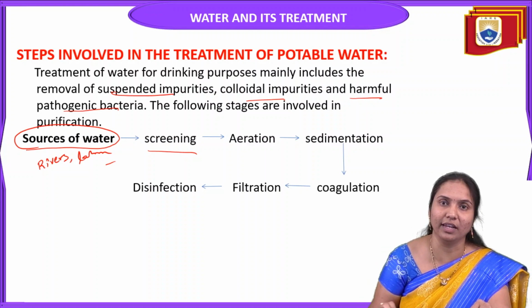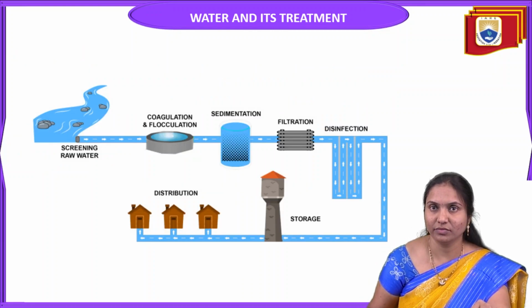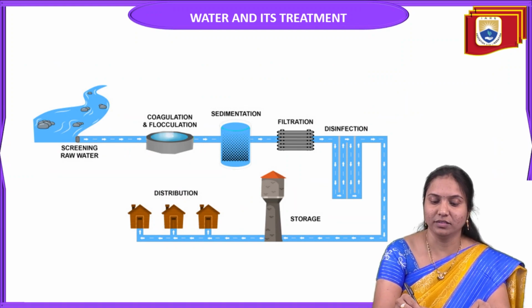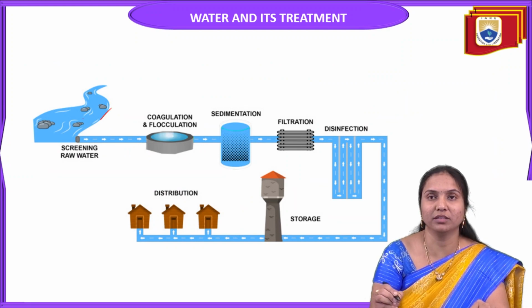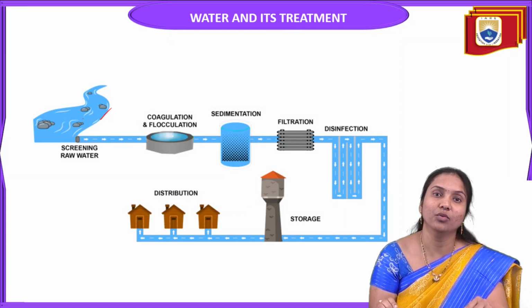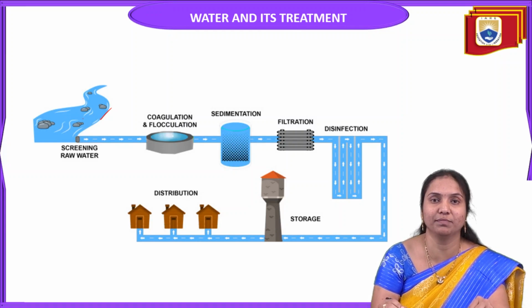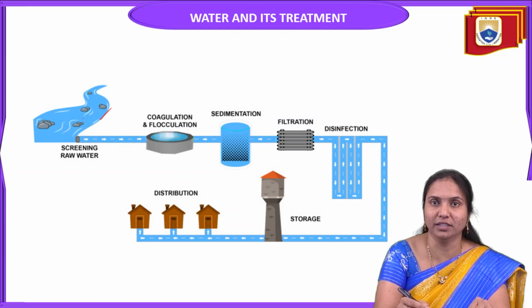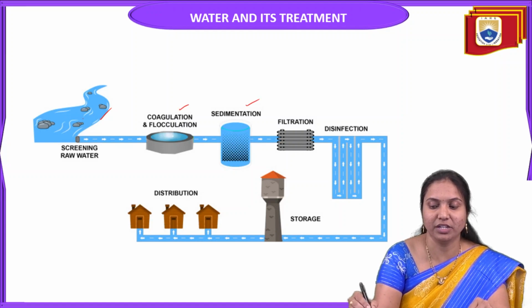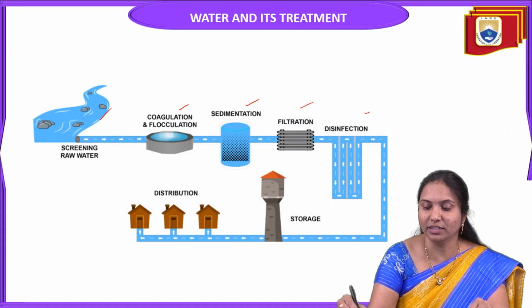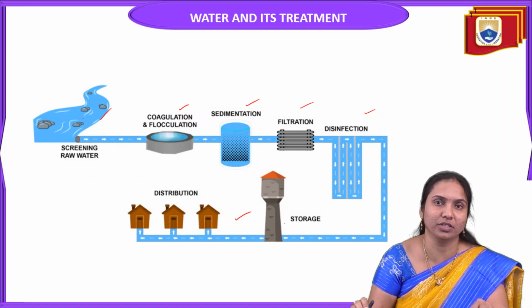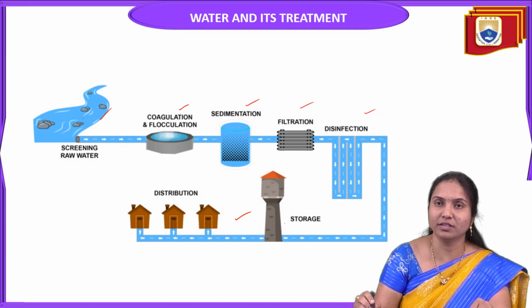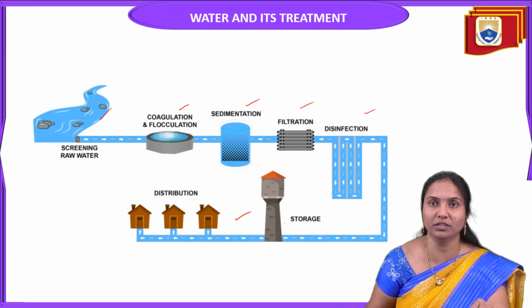So what is the meaning of screening? Raw water is passed through the screeners. In this case, wood pieces or any other floating materials present are separated when we pass it through the screeners. Then come coagulation, sedimentation, filtration and disinfection. After completing these steps, the water is stored in the storage tank and supplied for our domestic usage. So these are the steps involved in the treatment of potable water.